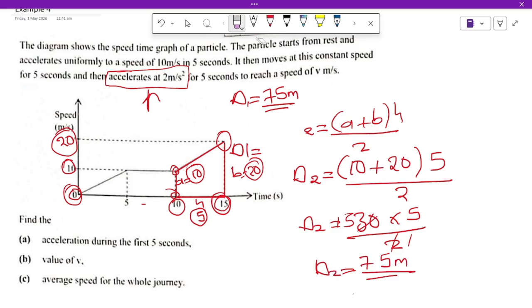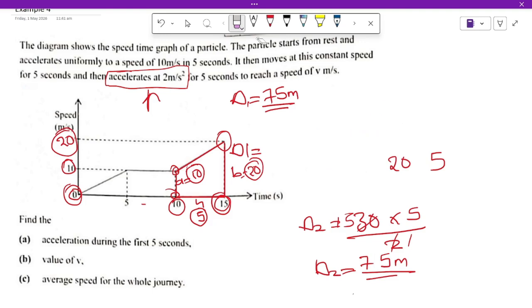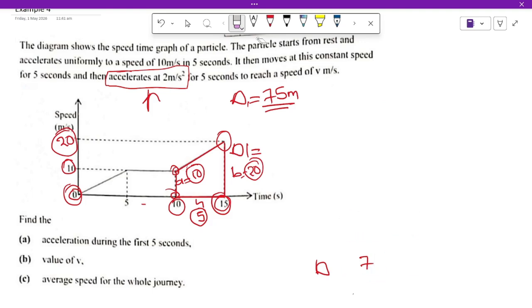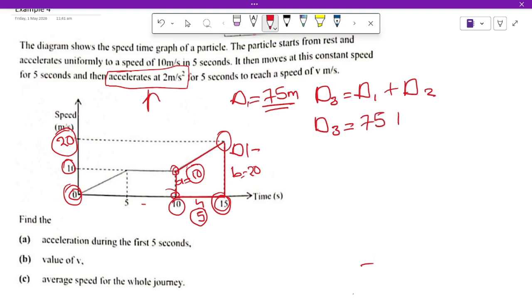Okay, so now to find the distance for the whole journey, we simply add distance 1 plus distance 2. So 75 plus 75 gives us 150, right? Yes. Okay, so now don't lose track of why we're doing all this. So the final distance, let's call it distance 3, is going to be equal to distance 1 plus distance 2. So distance 3 will be equal to 75 plus 75. So meaning distance 3 is equal to 150 meters.